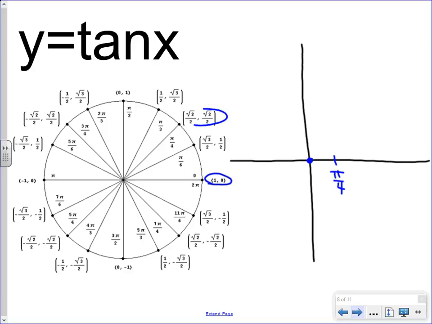What is the tangent? Well, pick an easy one at pi over 4. 1. Well, then what happens at pi over 2? Our tangent is undefined. So what's happening at pi over 2 on our tangent graph? We have an asymptote.